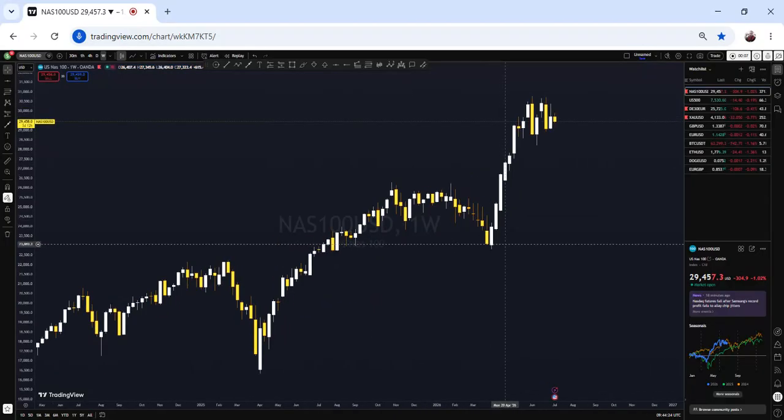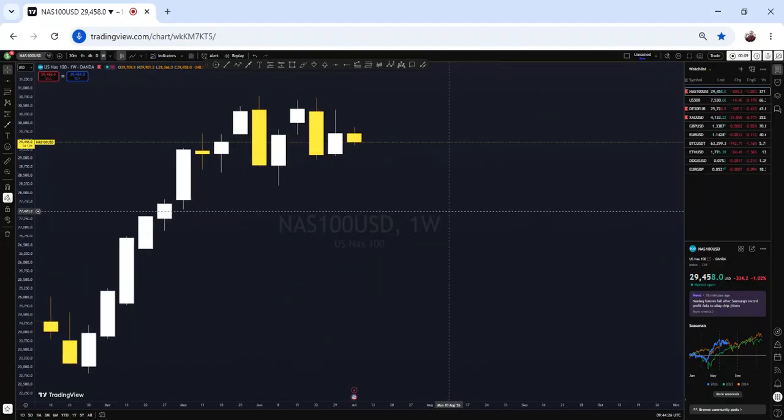So, I want to make a little bit of analysis to explain further on how I use my price action tools for trading effectively. Okay, so right here you can see we are on the weekly time frame, which you can see from here.